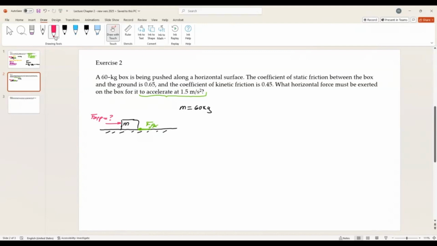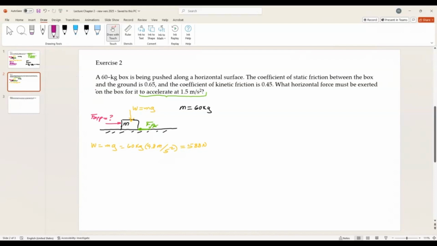Of course, we know there is here the weight. The weight is equal to mass times gravity. So it will be 60 kilograms times 9.8 meters per second squared, which is, in this case, 588 newtons.